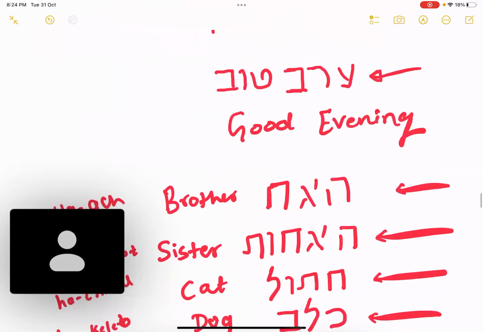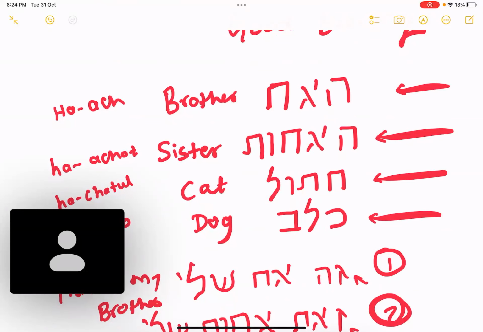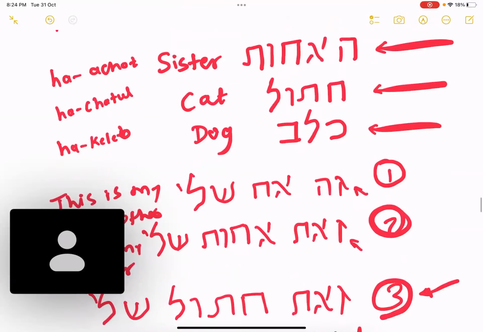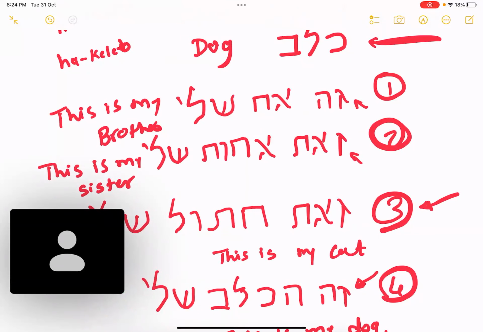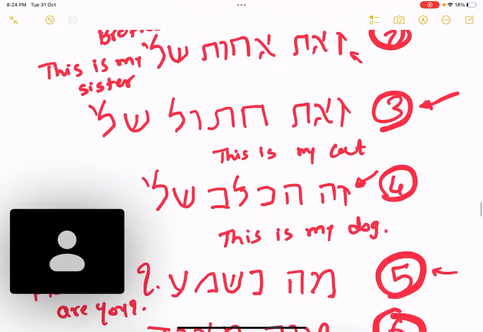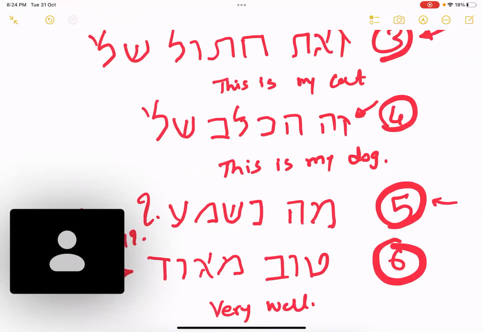Erev tov, good evening. Ach, brother. Achot, sister. Chatul, cat. Kelev, dog. Ze achi sheli. This is my brother. Zot achoti sheli. This is my sister. Zot chatul sheli. This is my cat. And ze kelev sheli. This is my dog.